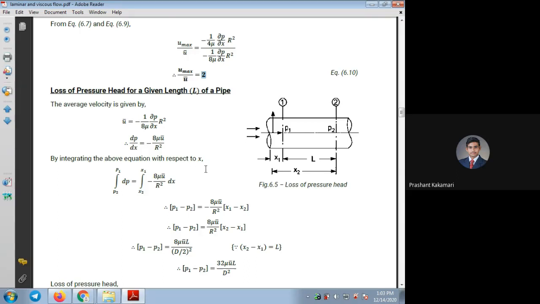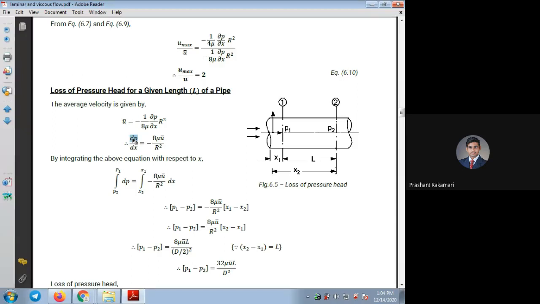Now you can see, using this average velocity, that u bar is minus 1 by 8 mu dou p by dou x into r square. Now we need to find this drop in pressure, or the difference in pressure dou p. Here we are going to focus. So taking this term outside, I can write dou p by dou x equal to minus 8 mu u bar divided by r square, because we are focusing on this change in pressure, or the drop in pressure.